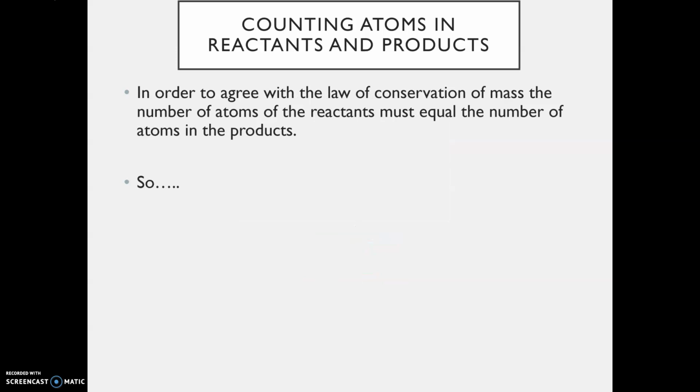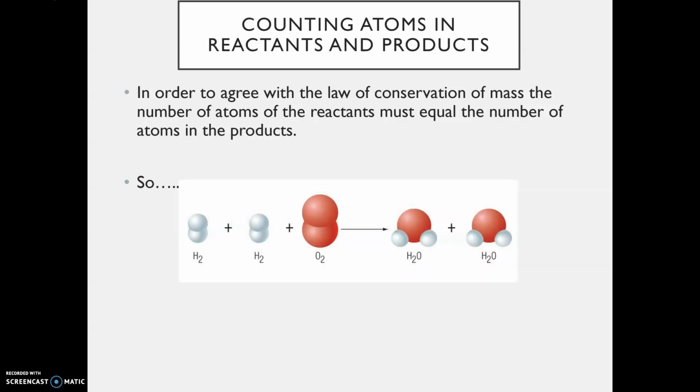In order to agree with the law of conservation of mass, the number of atoms of the reactants must equal the number of atoms in the products. So that means we need more.